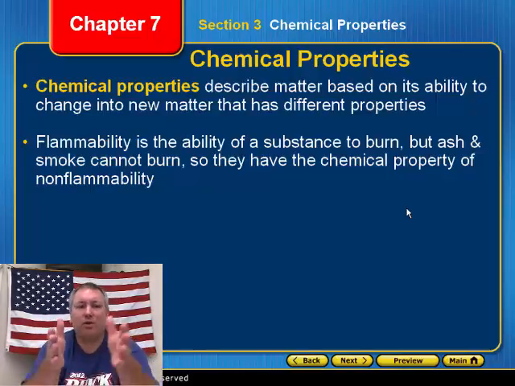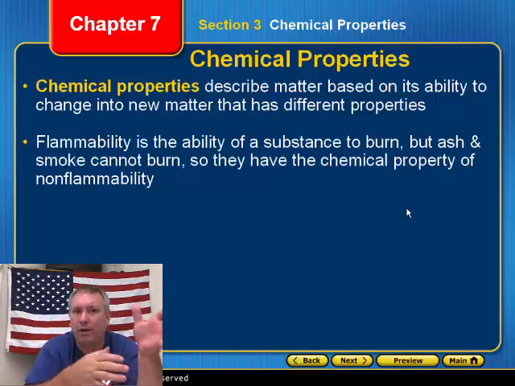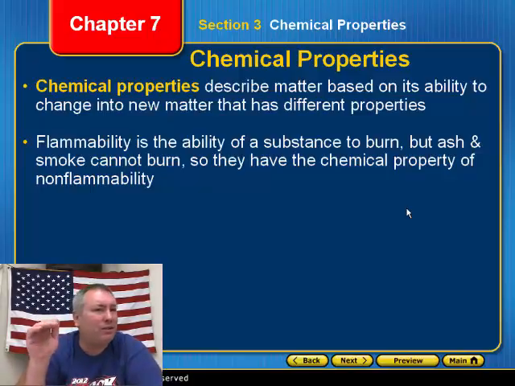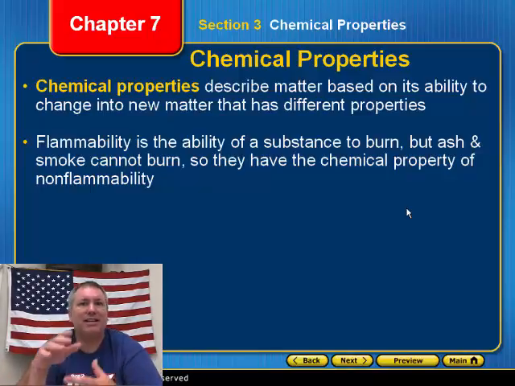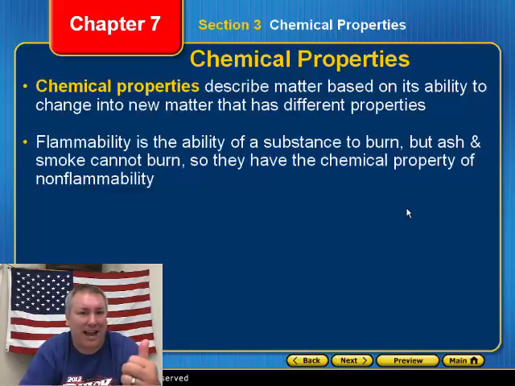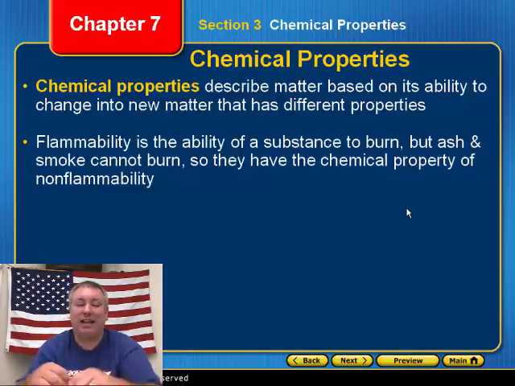However, the result of that burning of that wood, the ash and the smoke, do not have the same chemical property of flammability. You cannot burn the ash and you can't burn the smoke from a wood fire. So the ash and the smoke have a chemical property of non-flammability. In other words, they can't catch fire.